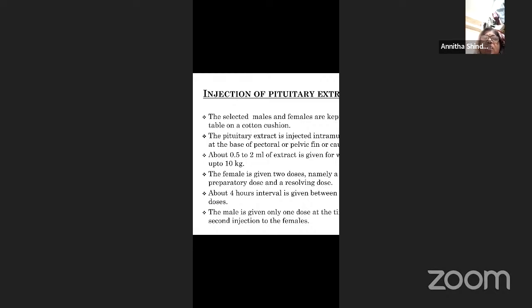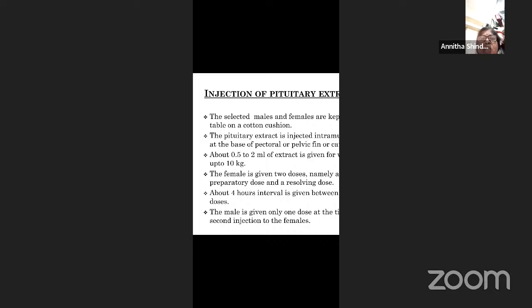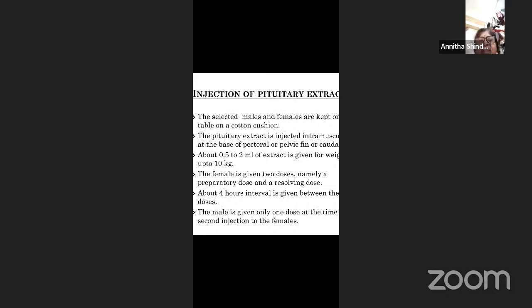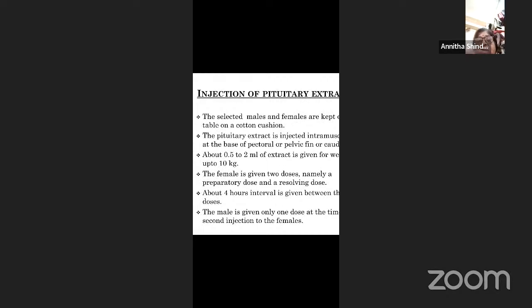Next, the female should be given 2 doses, namely a preparatory dose and a resolving dose. So 2 times you have to give initially, first a preparatory dose and then a resolving dose. An interval of 4 hours is given between the 2 doses, means you should not give it immediately. Say suppose you give the first dose at 7 o'clock in the morning. Then after a gap of 4 hours, at 11 o'clock, you again give another dose.